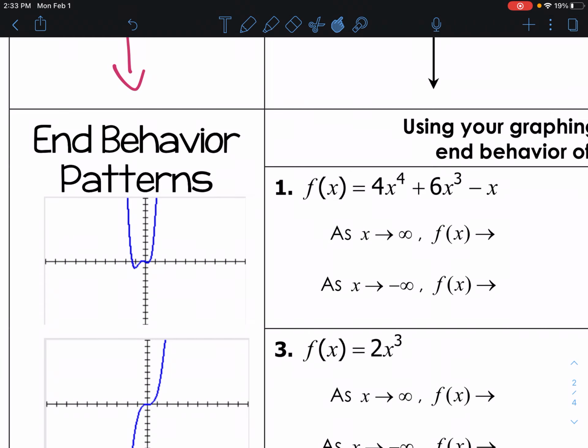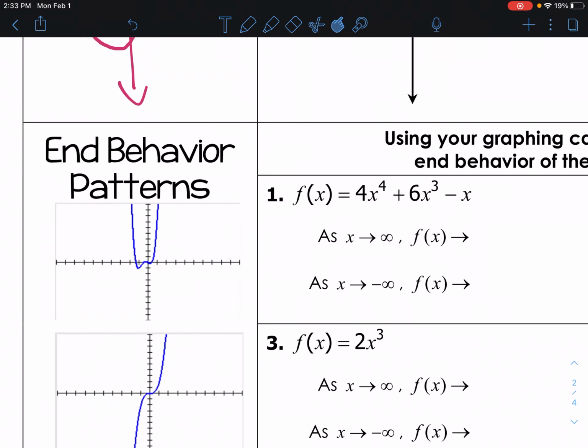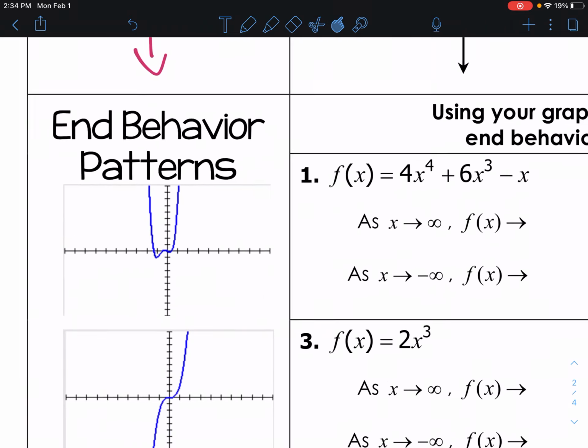And then it says, as x approaches infinity, that's what that means. As x gets closer to infinity or goes towards infinity, what happens with f of x? Remember, f of x is y. So as x goes towards infinity, what happens with y? And then by the same token, as x goes to negative infinity, what happens with y, or f of x? So let's look at this right here.